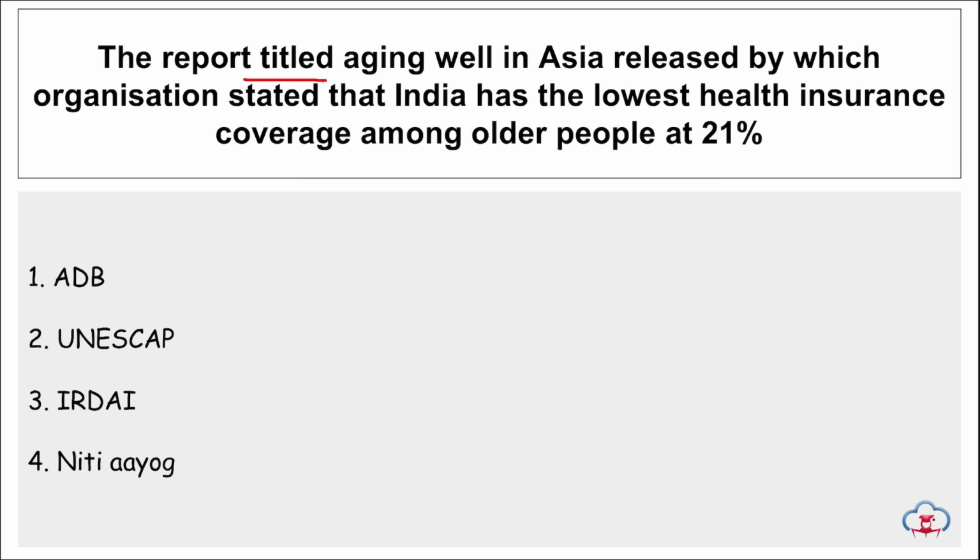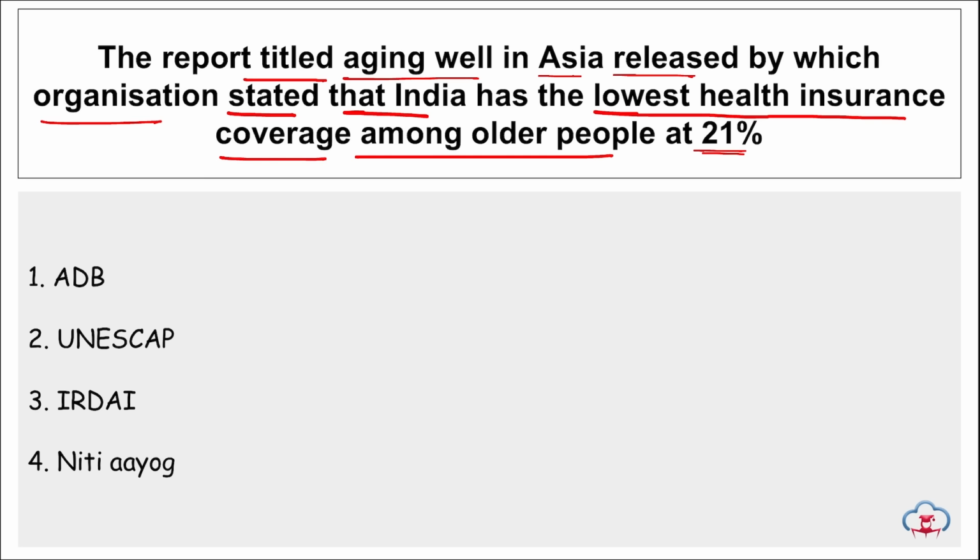The report titled Aging Well in Asia, released by which organization, stated that India has the lowest health insurance coverage among older people at 21%. So which organization is it? According to the Asian Development Bank report, Aging Well in Asia, this was released by the Asian Development Bank. India has the lowest health insurance cover among older people, standing at only 21%.